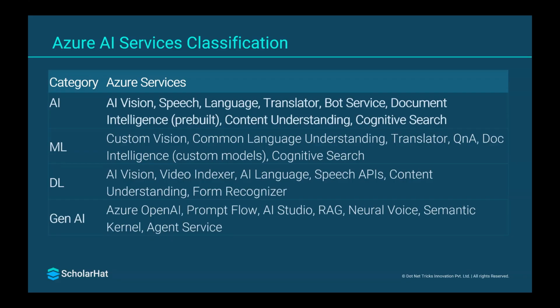In Gen AI, we have Azure OpenAI, Prompt Flow, AI Studio, RAG, neural voice, Semantic Kernel, and Agent Service. So these come in the category of Gen AI. These are the Azure AI services classified into AI, ML, DL, and Gen AI. Copilot Studio is a tool which helps you create the model and build the agent. That is agentic AI. Okay.